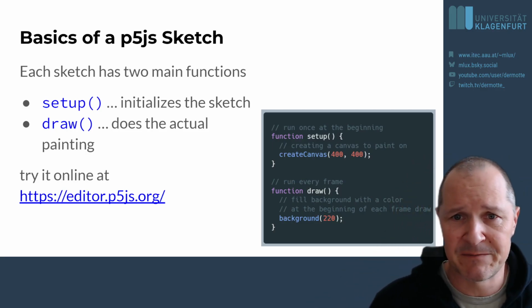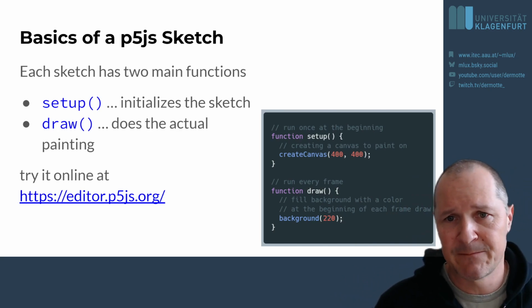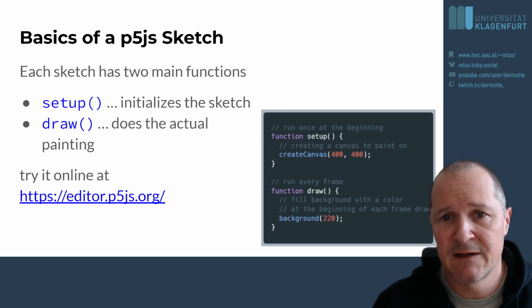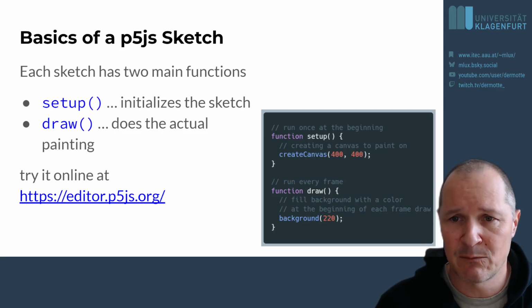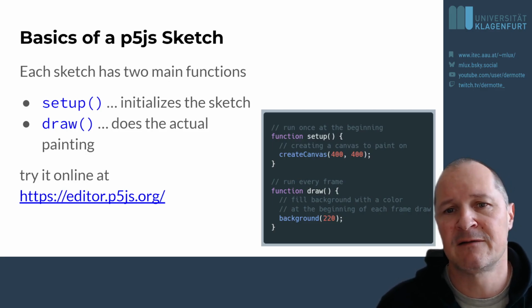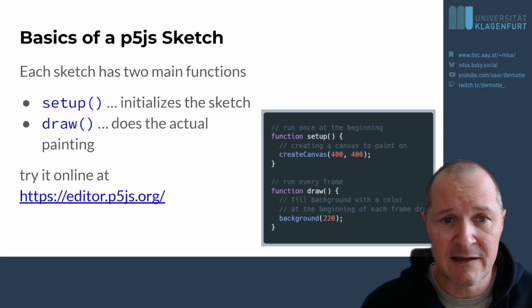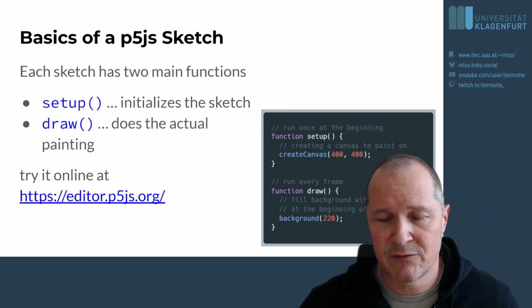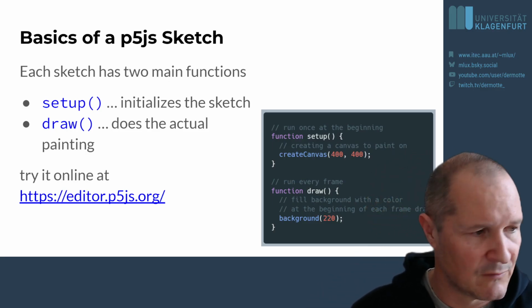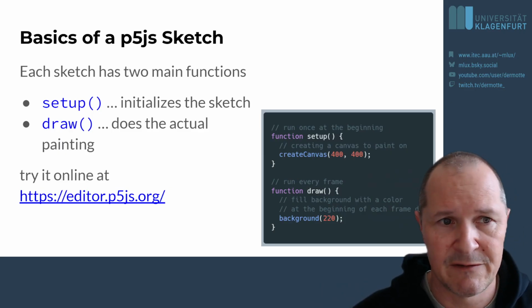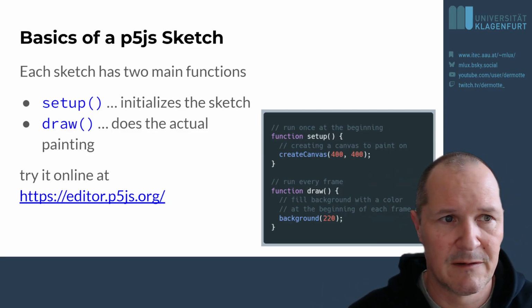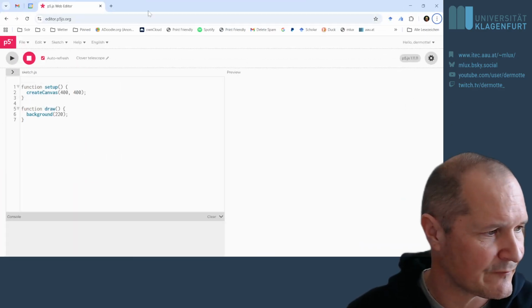It's all in JavaScript. You have the function setup, which is run once at the beginning, and then you have the function that is mostly your game loop. It's called draw, and it's run every frame. You can try it online at the p5js editor. So let's go there.